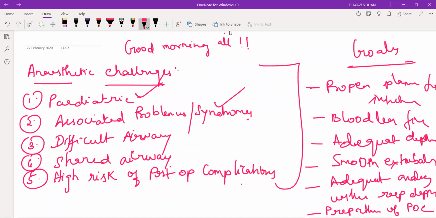Right? Okay, sir. So these are the anesthetic goals, and you have to plan your anesthetic management targeting these goals so that it runs smoothly. All right. So challenges are different, goals are different. Challenges are the ones which you're going to prepare for. Goals are the ones you're going to target. So proper planning for intubation, provide a bloodless field for the surgeon, maintain adequate depth, have a plan for smooth extubation, adequate analgesia in such a way that it doesn't compromise the respiratory system, and eventually preparedness for the postoperative complications. So these are the goals of anesthesia management.